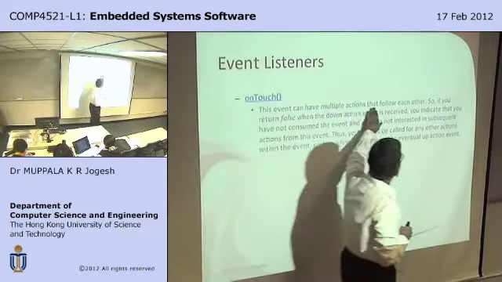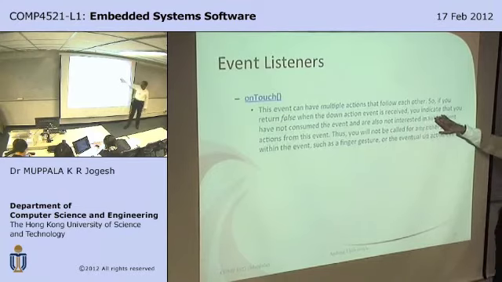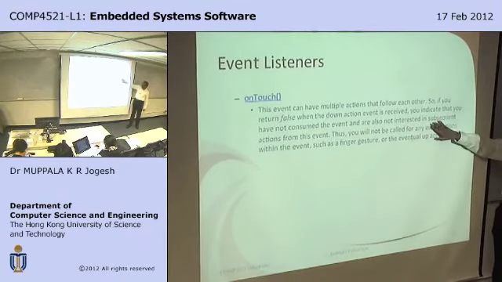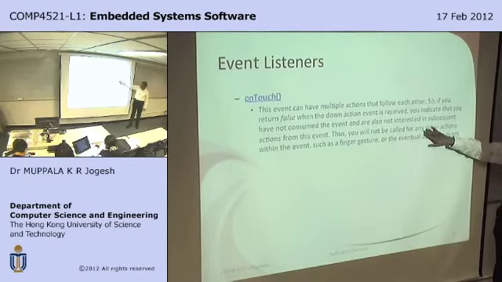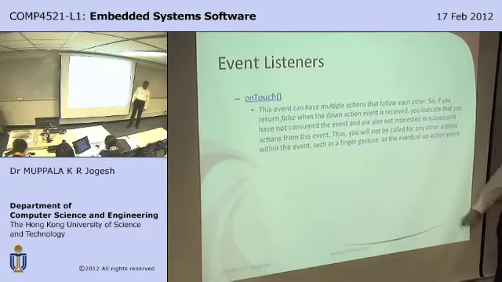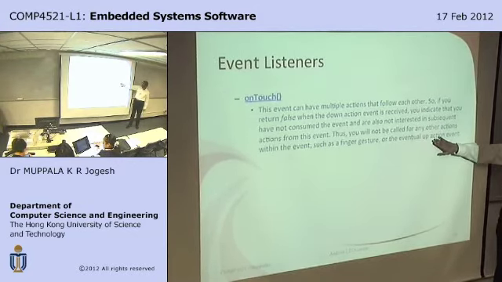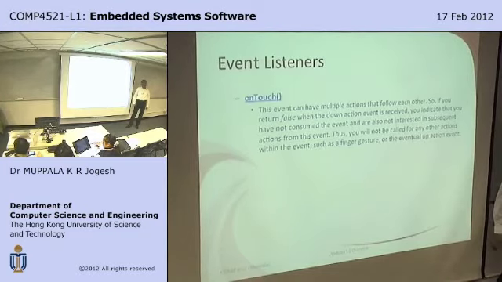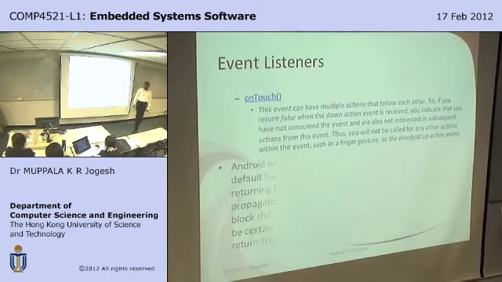This event can have multiple actions that follow each other. So if you return false when the down action event is received, you indicate that you have not consumed the event and are also not interested in subsequent actions from this event. Thus, you will not be called for any other actions within the event, such as finger gesture or eventual up action event and so on. For example, you may be touching the screen and then lifting your finger. Do you want it to be interpreted as a click or a touch? All this has to be encoded.